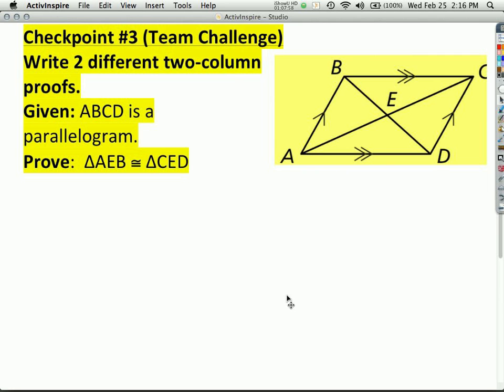Put your thumbs down. So now I would like you to look at both. I'm sorry, we're back as a whole group. I'd like you to look at both of your proofs and look at the last reason for both of them. The last reason for both of them. Okay, so you're going to give me 2 reasons.